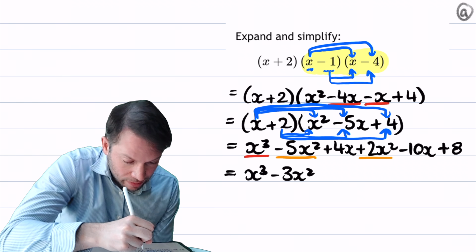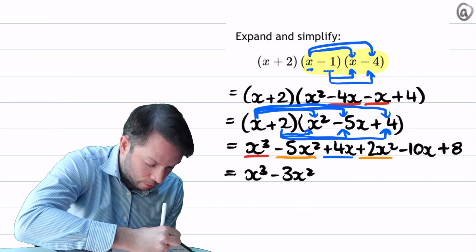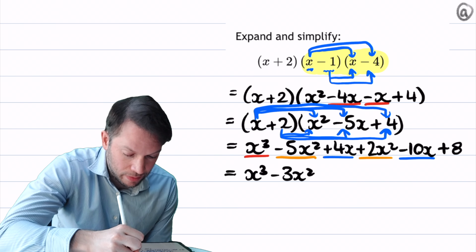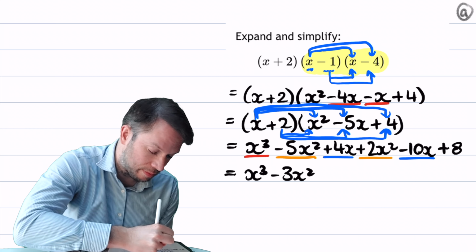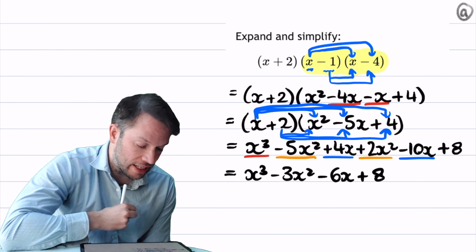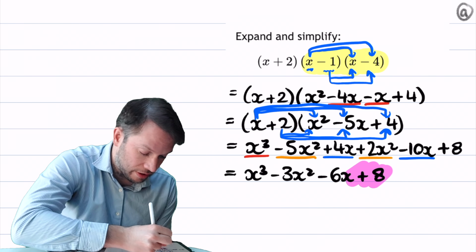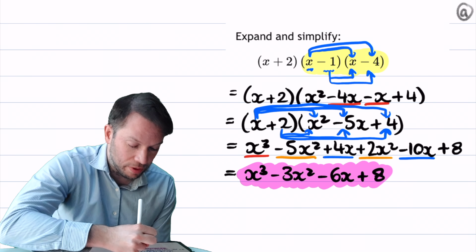What about x terms? I can see that we've got a 4x term and a minus 10x term. 4 lots of x minus 10 lots of x is minus 6 lots of x. And then we've got that plus 8 term at the end, minding its own business. So this is the final answer, the fully expanded and simplified expression.